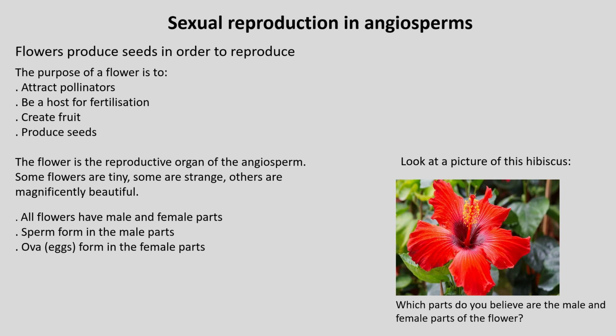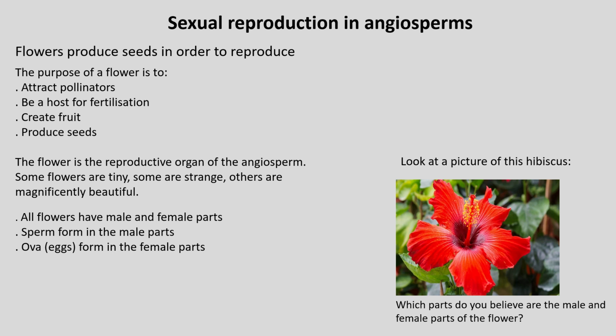Sexual reproduction in angiosperms, right? Flowers produce seeds in order to reproduce. I'm sure by now we all know that. The purpose of a flower, if we look at the outer layer of the flower, is to attract pollinators, to be a host for fertilization, to create fruit, to produce seeds, right? The flower is the reproductive organ of the angiosperm.